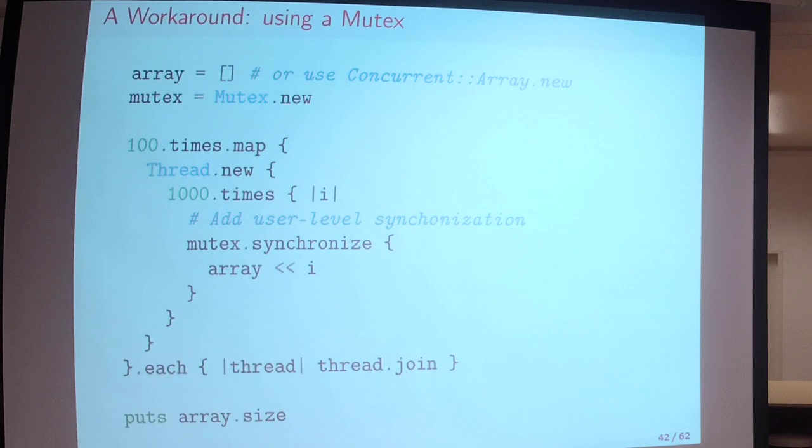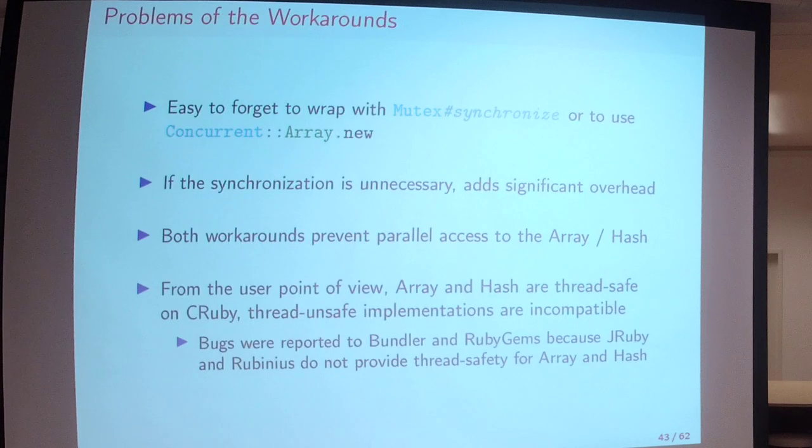So a workaround for this implementation, and the only way they recommend to address this, is that you need to do some synchronization. Either you can use a Mutex like this, or you can use a Concurrent::Array from the concurrent-ruby library. The main problem with this is it's very easy to forget to use that, and if it only happens in production, it's hard to reproduce. So I don't think we want unsafe semantics by default.